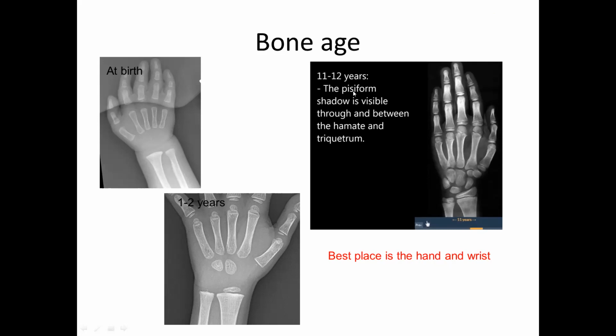Then at 11 to 12 years, the pisiform shadow is visible through and between the hamate and the triquetrum. So like that, this is the pisiform shadow. So like that, at different ages, you get different carpal bones ossifying. So the general rule is count the number of carpal bones and that gives you the age. That is at very young ages, right?